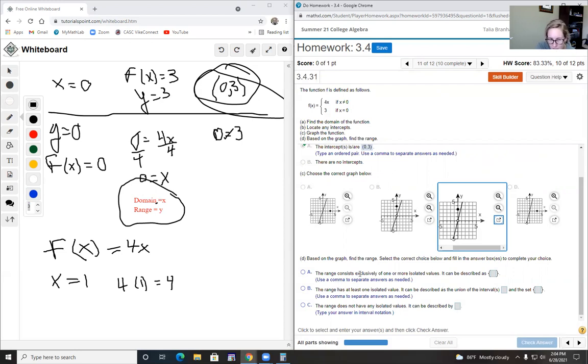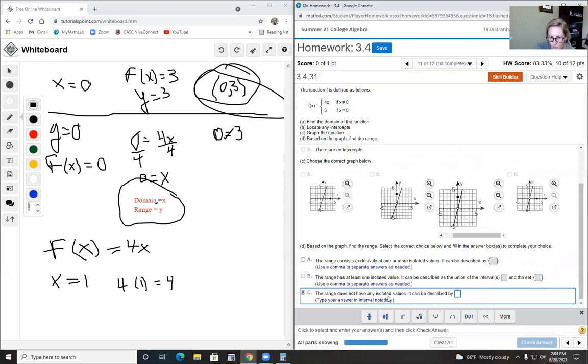So let's see, the range consists exclusively of one or more isolated values. Isolated values would be if we just had this point, or if we had a constant line at 3. We don't have an isolated value, but we do have intervals. So it does not have any isolated values. So we go from negative infinity to 0, but we do not equal 0, so it's a parenthesis, union with 0 to positive infinity. And this is all because it doesn't equal 0, and at 0 there's not a point there. If we had a point at 0, or it wasn't this open dot, it'd just be negative infinity to infinity, but we do not have that.